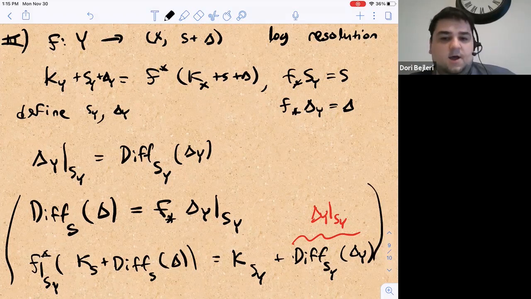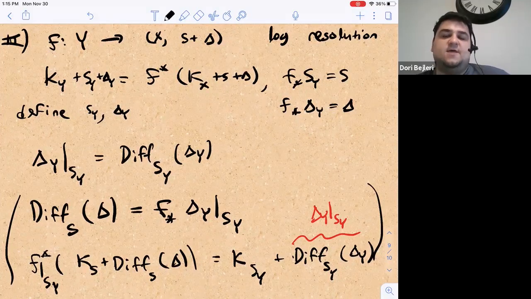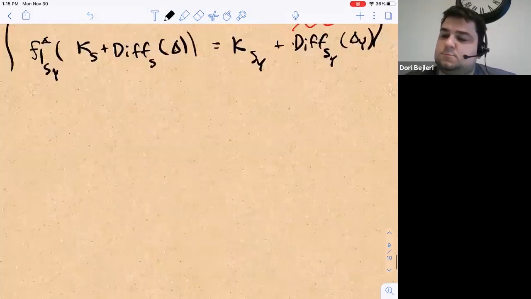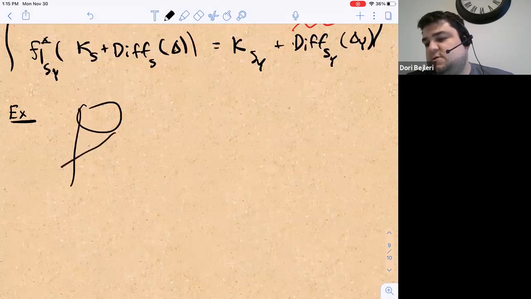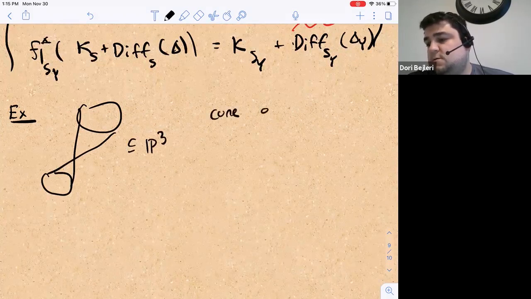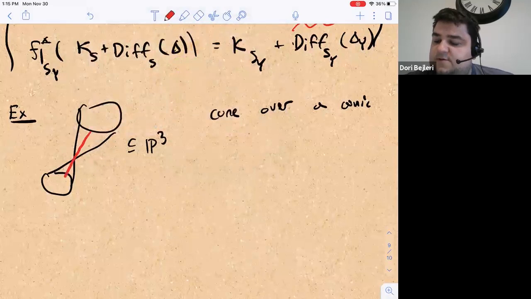And so since we're running out of time, I just want to give one example of actually doing a computation with the different, and then we'll move on next time. So here's an example. Let's say we have a projective cone over a conic. And we have S is one of the lines through the cone point.